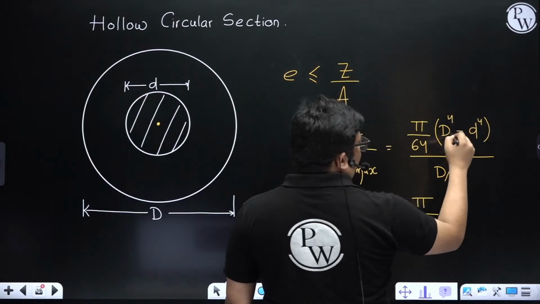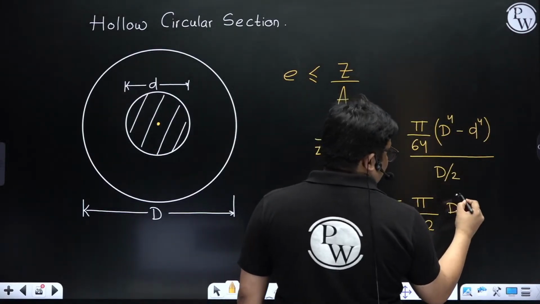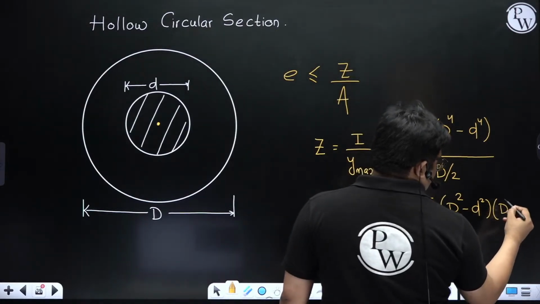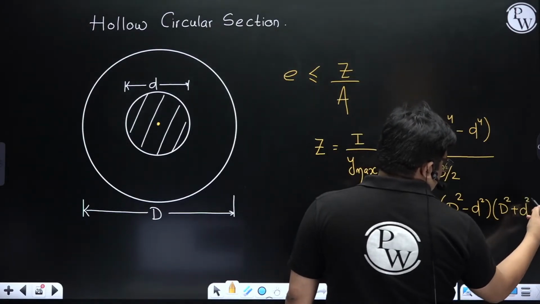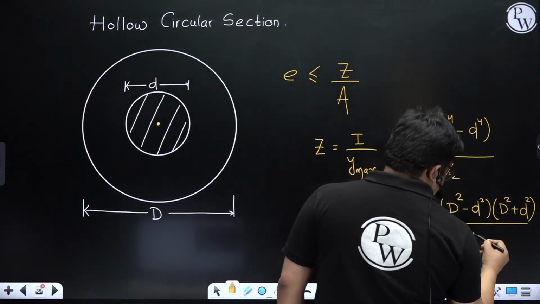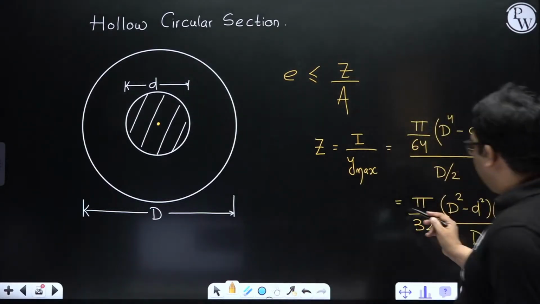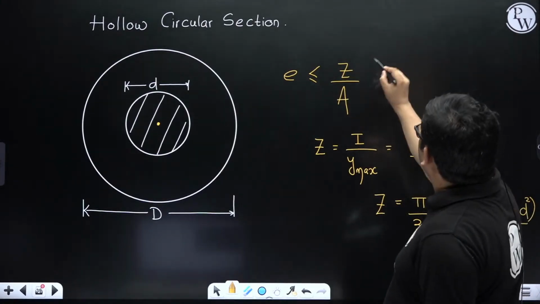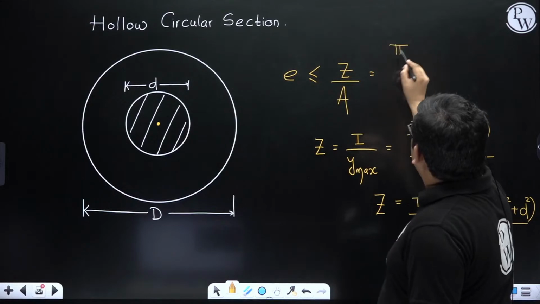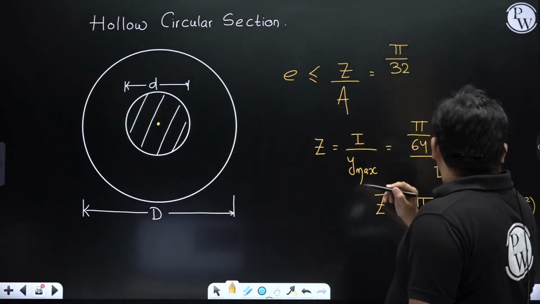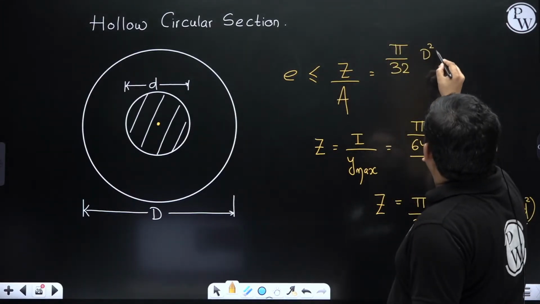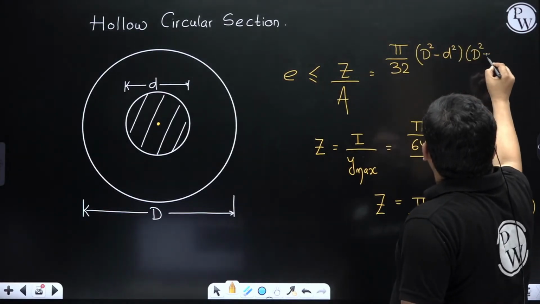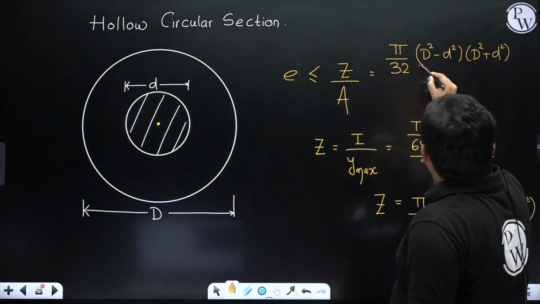Capital D to the power 4 minus small d to the power 4. I can write this as D square minus small d square, and then D square plus small d square, and then further divide by 8D. Yes, this I get as Z. So Z is pi by 32 into (D square minus d square) times (D square plus d square) divided by capital D.